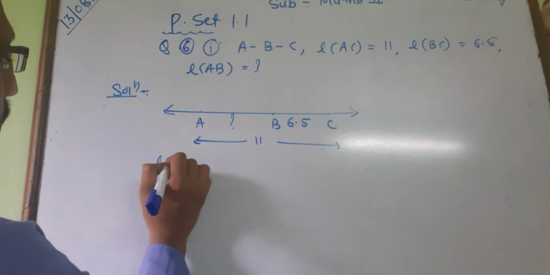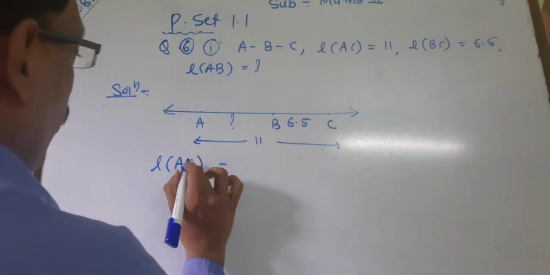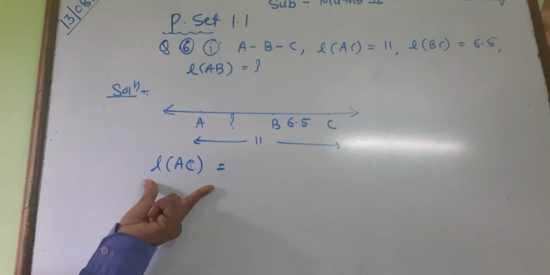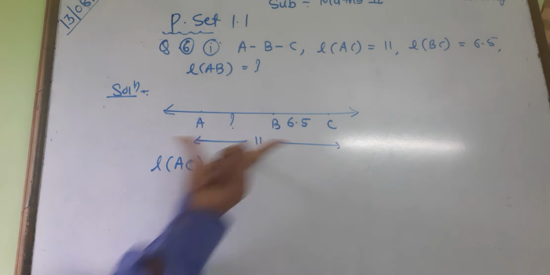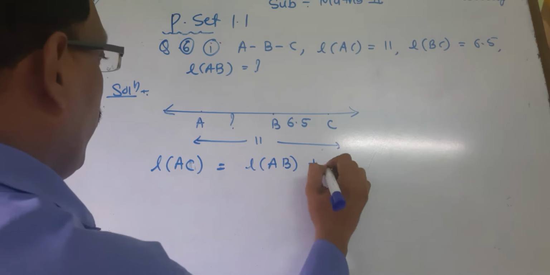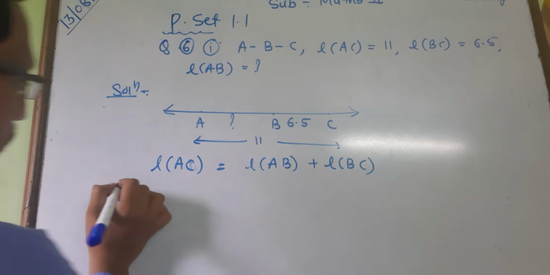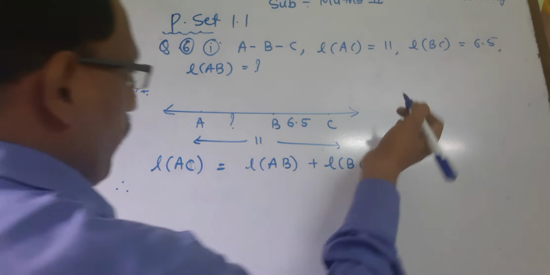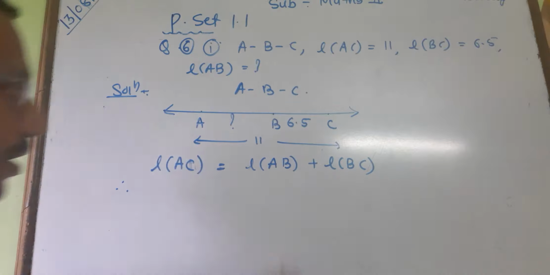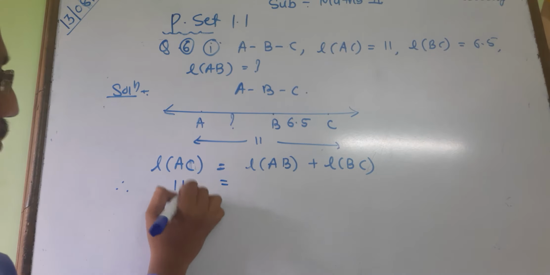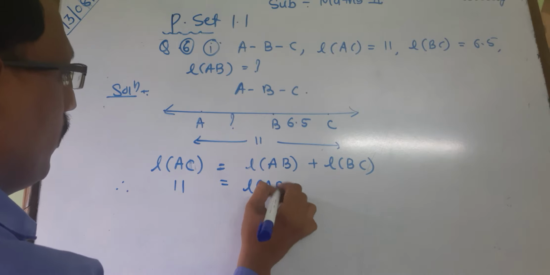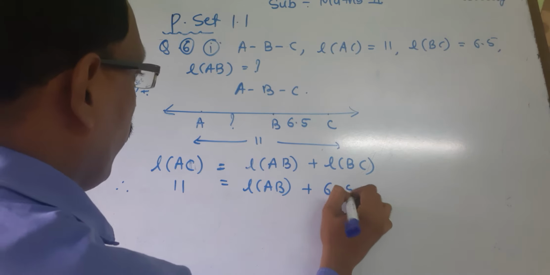So let us find the length of AC. What is the total distance? When you are writing this addition now, students, we should write the total distance. What is the total distance? AC. So length of AC is nothing but length of AB plus length of BC. Betweenness is already written, but you can also mention the betweenness here. So length of AC is how much, students? 11, correct? Length of AB you don't know, and length of BC is 6.5.